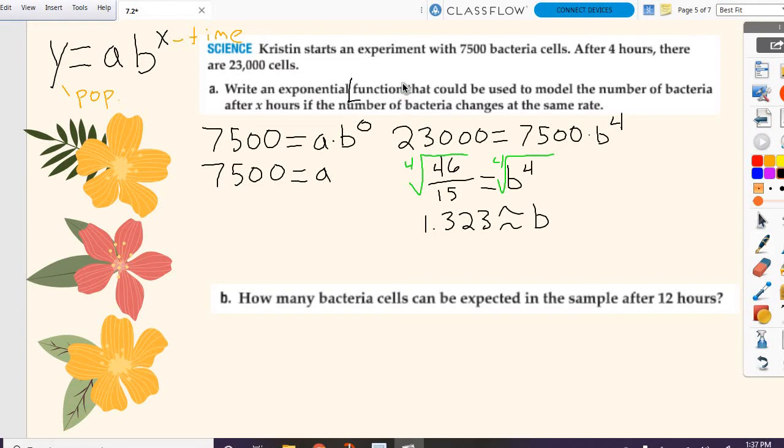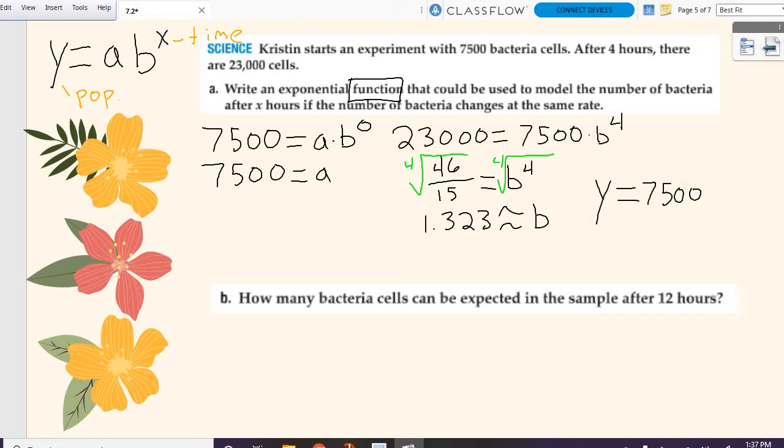Remember that they asked for our answer to be written as a function, which means that we need to plug both of those back in. In order to have a function, I still need a y and I still need an x, so I'm going to leave those variables alone. So I'm going to have y equals 7,500 times 1.323 to the x power. And that would be my final answer for that part of the question.